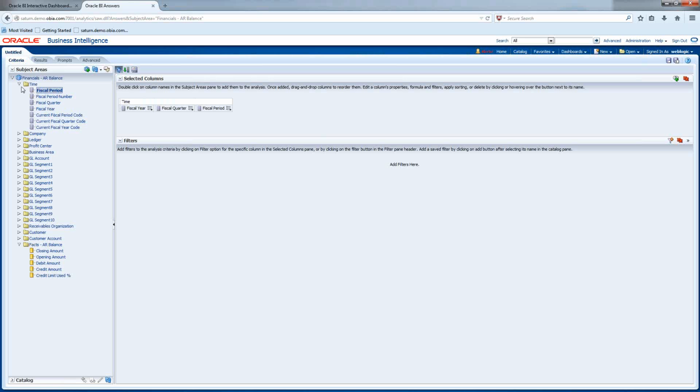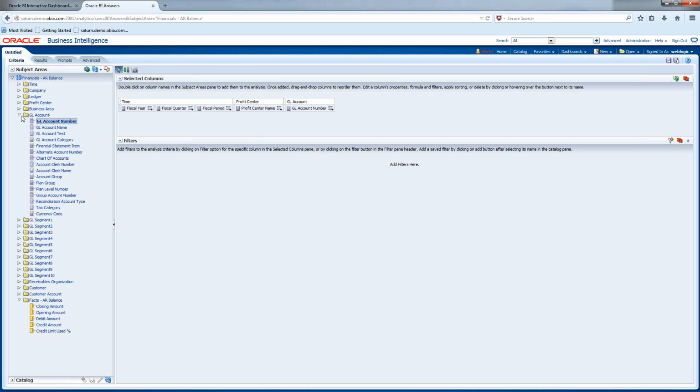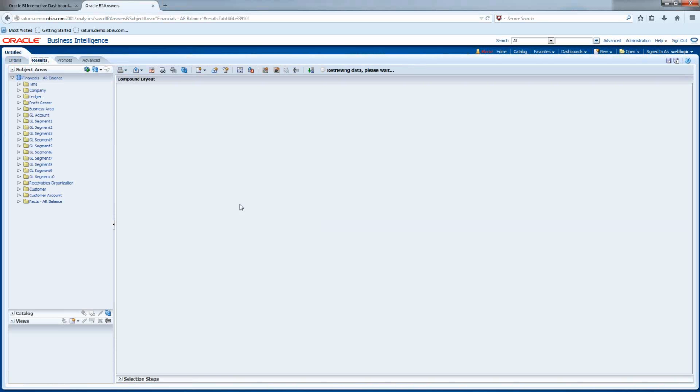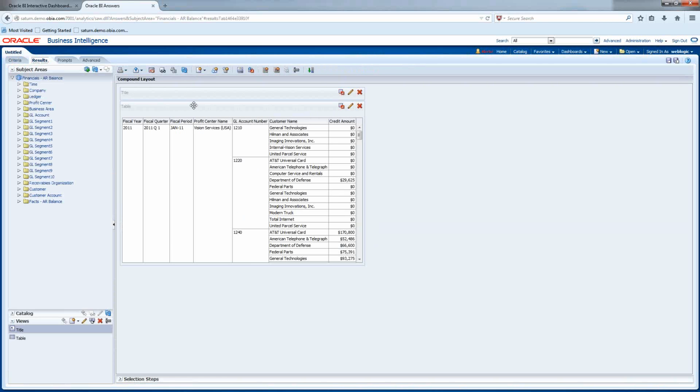in this report. I simply click and have these columns available in my report. Let me also get the GL account number as well as customer. And lastly, I'll select my fact. So let's see how my results are looking. Here you can see that by default OBIA gives the result in a tabular pivot table format. I can further change it to whatever I want.